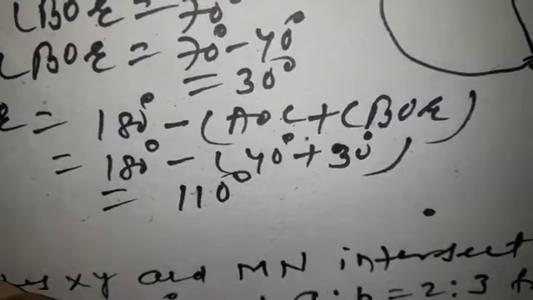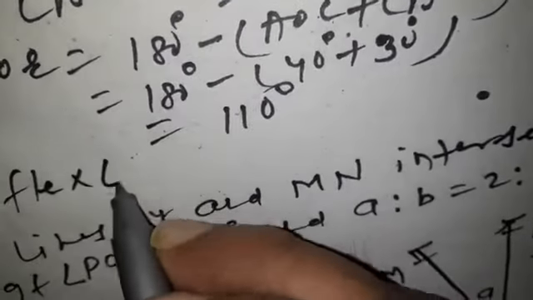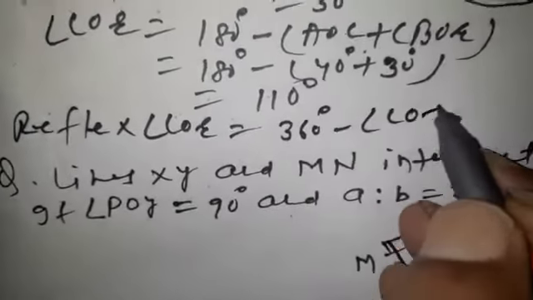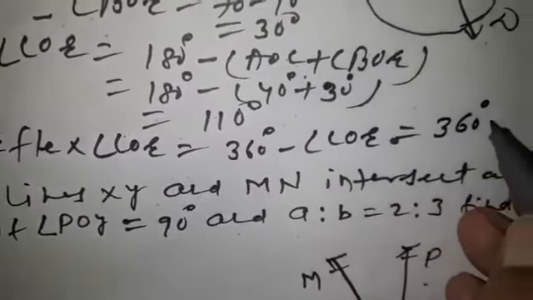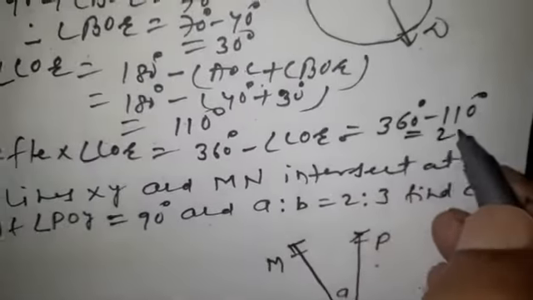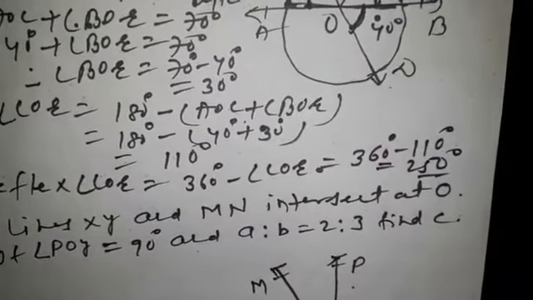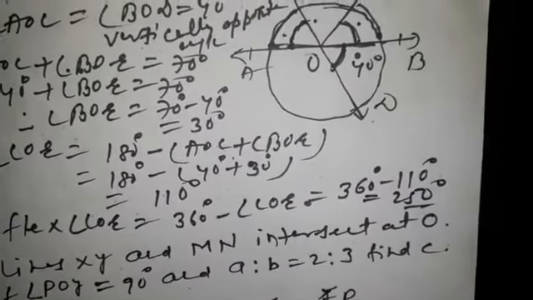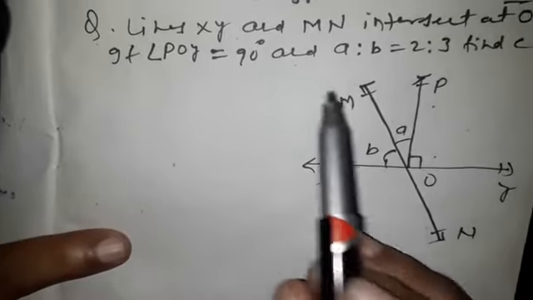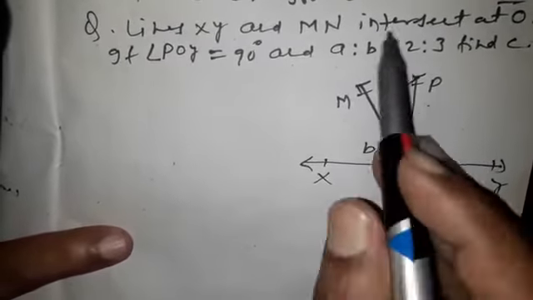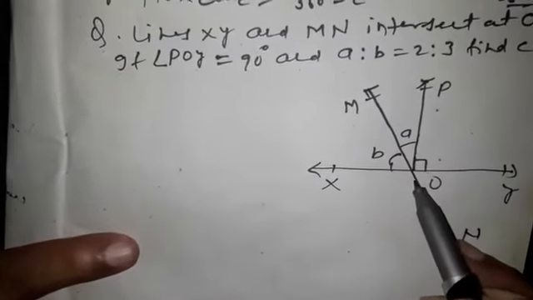Now reflex angle COE is equal to 360 degrees minus angle COE, means 360 degrees minus 110 degrees, which is equal to 250 degrees. It means reflex angle COE is equal to 250 degrees. Second question: lines XY and MN intersect at point O.